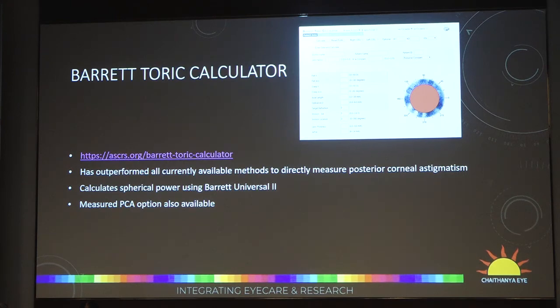And it has more or less outperformed all other methods to measure posterior corneal astigmatism or matched it. It calculates the spherical power using the Barrett Universal 2, and there is also the option of entering the measured posterior corneal astigmatism using any of the instruments that I mentioned before. You can enter a measured PCA, or you can let the nomogram calculate the posterior corneal astigmatism by itself.